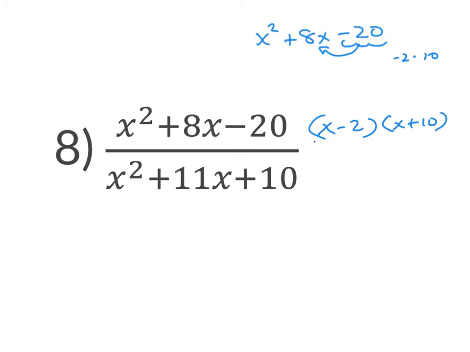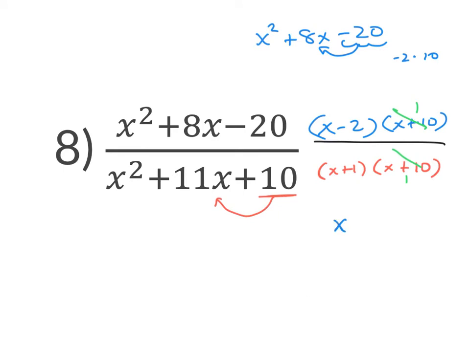And then the next one, two factors that will multiply to give me 10, but who add to give me 11. Don't forget about the obvious. It's going to be 1 times 10. And now we'll look for things to simplify. Becomes 1. And now my final answer is x minus 2 over x plus 1.